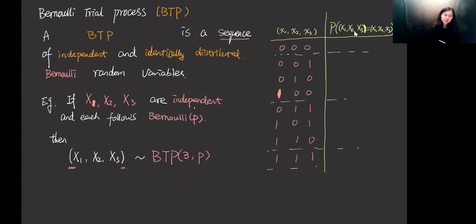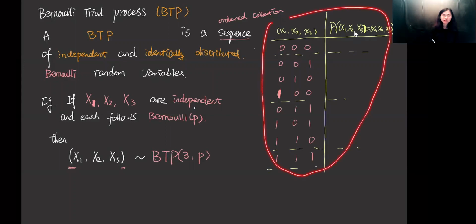A sequence, as you can see, is an ordered collection. So the 3 random variables x1, x2, x3 in this collection are ordered. The Bernoulli trial process is an ordered sequence, an ordered collection of random variables. Itself, it is a random vector. We'll talk about random vectors later on. And this random vector has a distribution, and that can also be described in a table like this.